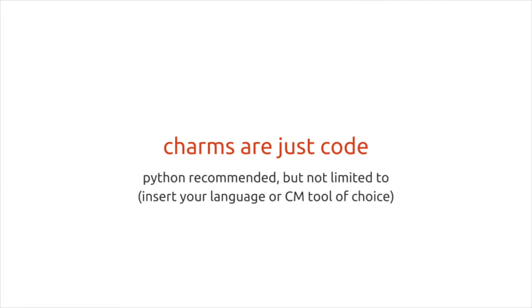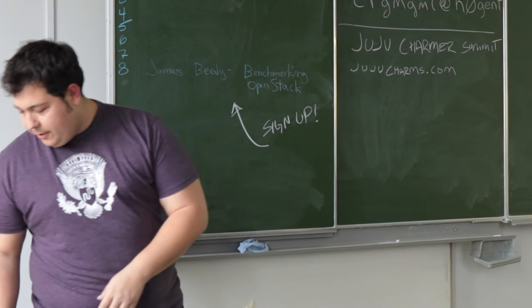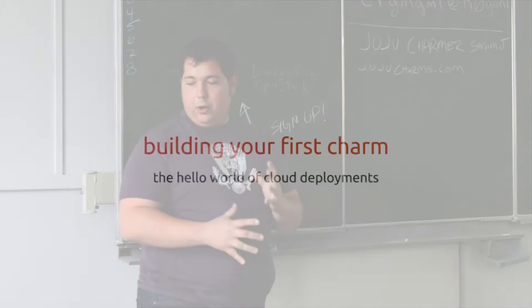So again, charms are just code. That's really important to note as well: when you're building charms, when you're connecting to them, you can't really make any assumption about what they are. So Juju in the model tends to abstract that away. So, building your first charm. The hello world of cloud deployment.